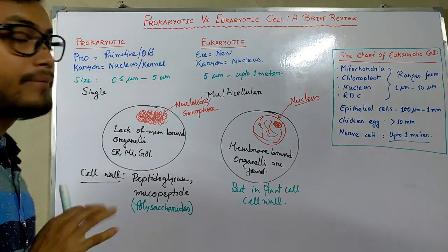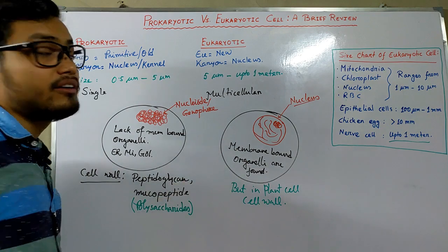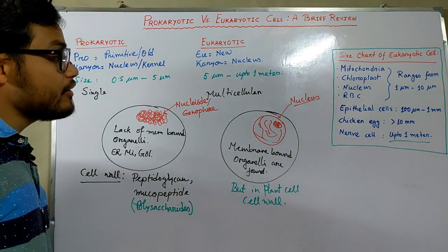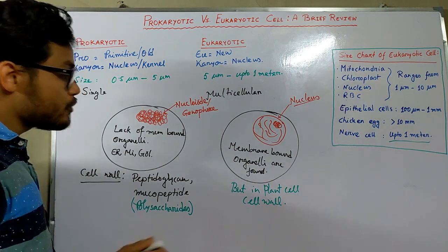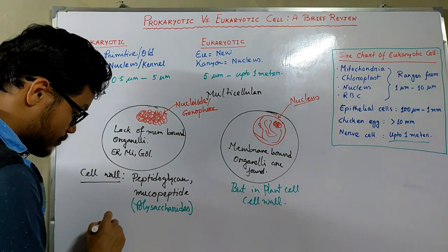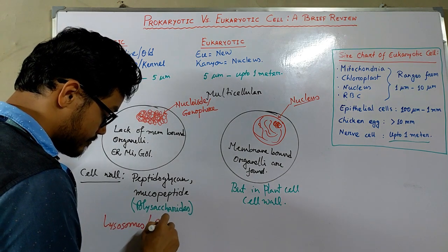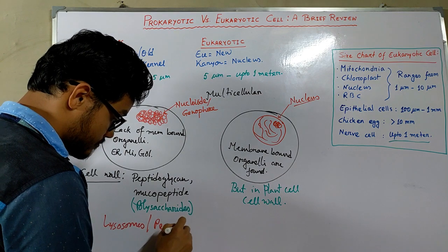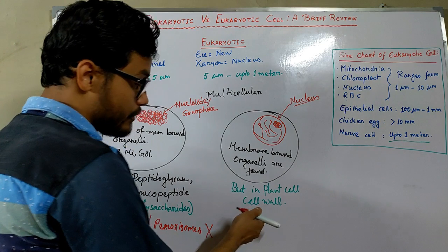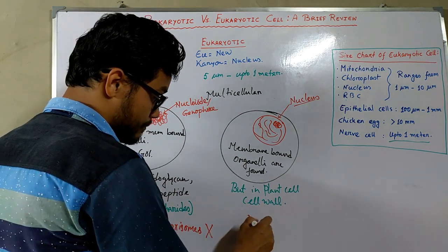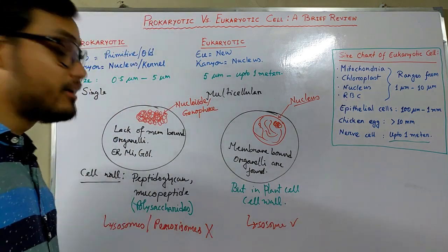So these are the major basic things about prokaryotic cells and eukaryotic cells. Eukaryotic cells differ from prokaryotic cells in many ways. In prokaryotic cells, lysosomes and peroxisomes are not found, but in eukaryotic cells, lysosomes and peroxisomes are clearly visible.